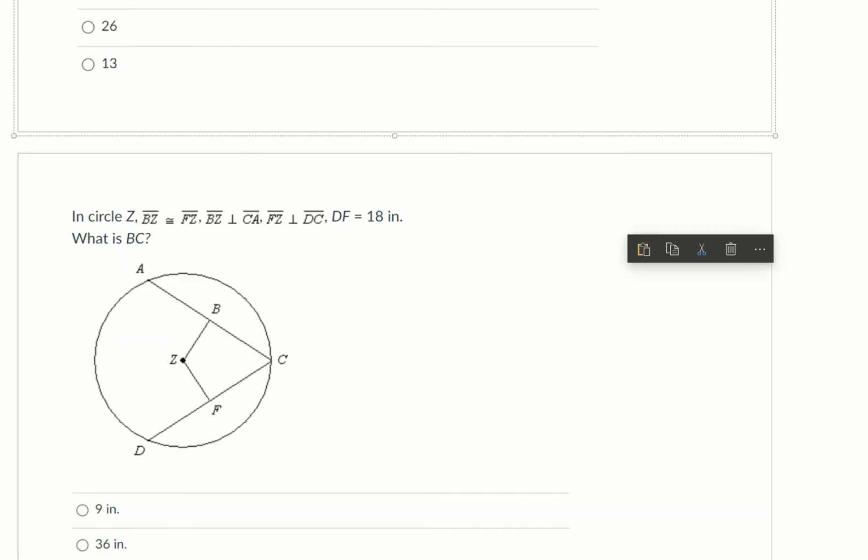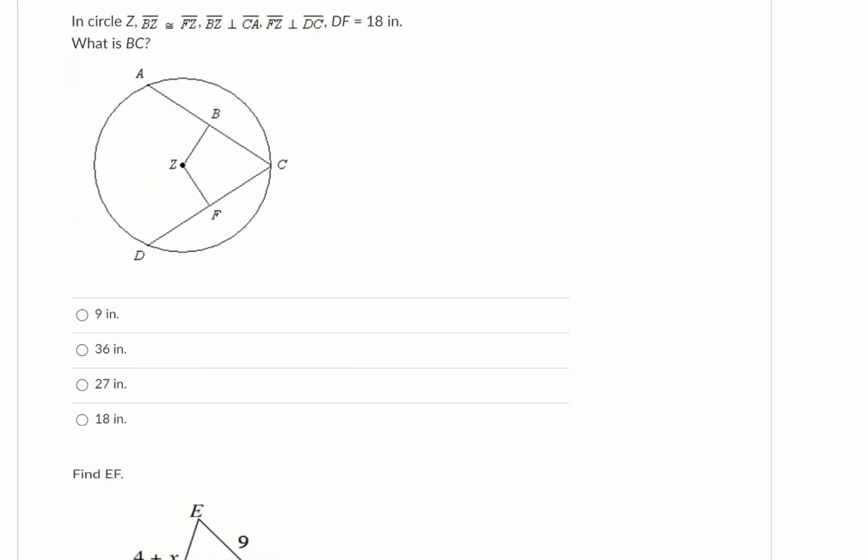Pretty straightforward. All right, so next question, in circle Z, BZ is congruent to FZ. So these are congruent. BZ is perpendicular to CA. So this is perpendicular there. And FZ is perpendicular to DC right here. And DF is 18 inches. So this is 18 inches from D to F. And what is BC? So what is that?